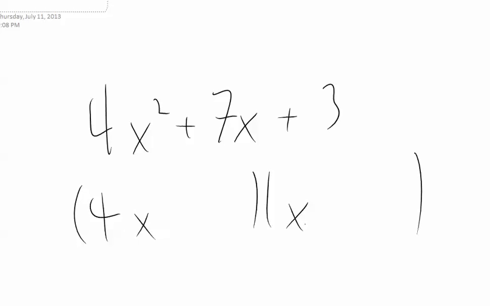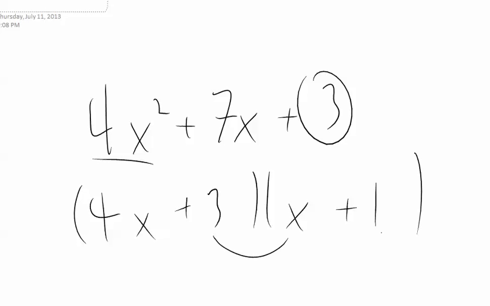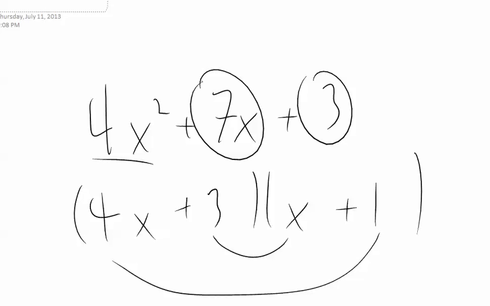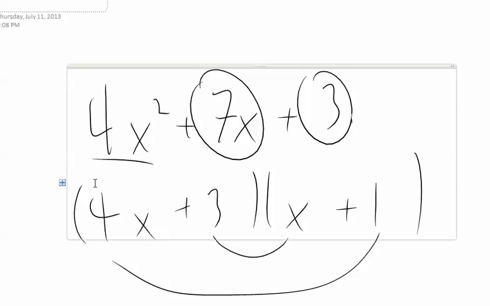But I'm going to get here 4x times x will give me 4x squared. Two numbers multiplied to give me 3. It can only be 3 and 1. The choice is where to put these. I'm going to just guess here and say right here. Does this give me 7x? Well, I get 3x and 4x, which will give me 7x. Good. This is fully factored. And this one's the most complicated scenario you'll ever get because it has a number in front of the x squared term. So it can become a little tricky. But otherwise, hopefully you remember a lot of this stuff from before.